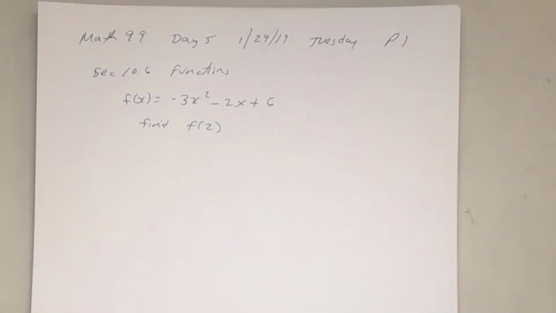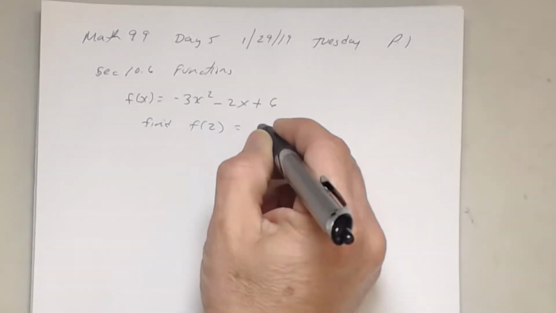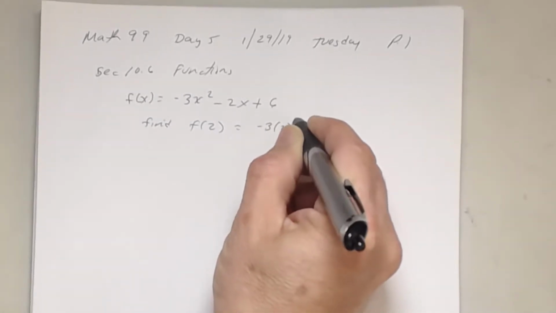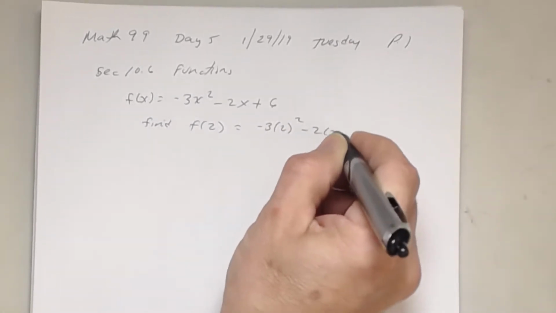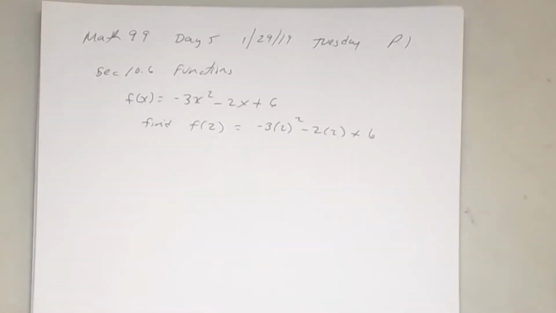So when you ask to find f of 2, now remember that the word of here does not mean to multiply. So f of 2 means what is the y value when x is 2. To find f of 2, what would you do in this problem? Replace x with 2. Yep. So you'd say, well, that's going to be negative 3 times 2 squared minus 2 times 2 plus 6. And then you just use the order of operations.